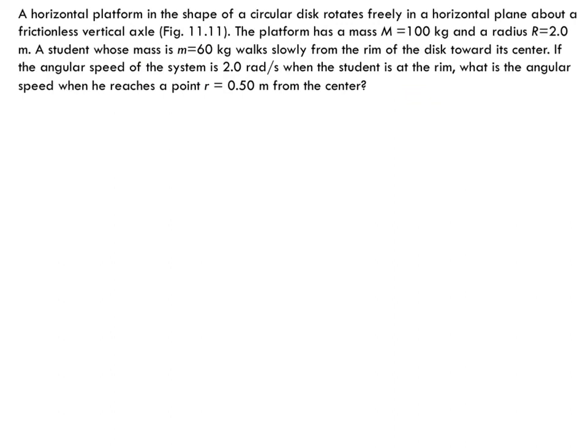Now our last example is a little lengthy. It says a horizontal platform in the shape of a circular disc rotates freely in a horizontal plane about a frictionless vertical axis. So you can imagine this disc, and this is our vertical axis. The platform has a mass of 100 kilograms, which is this platform here, and a radius of 2 meters.